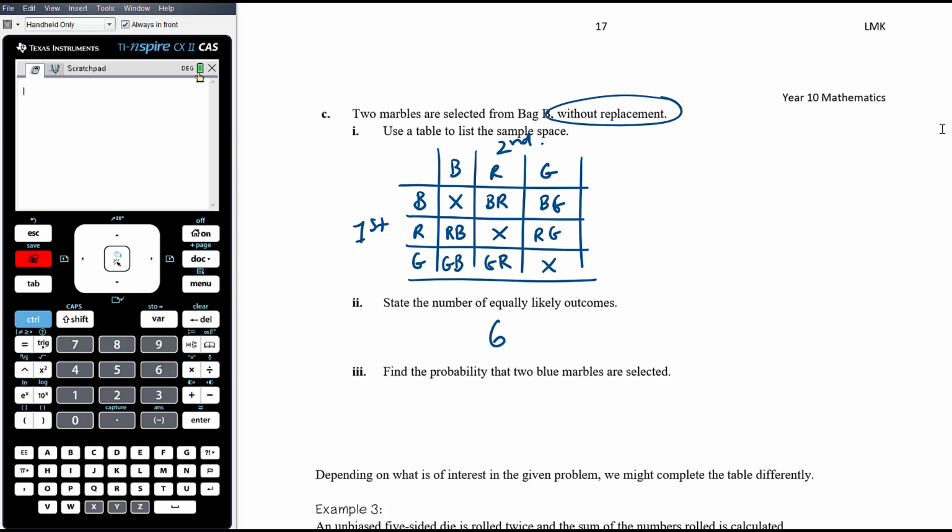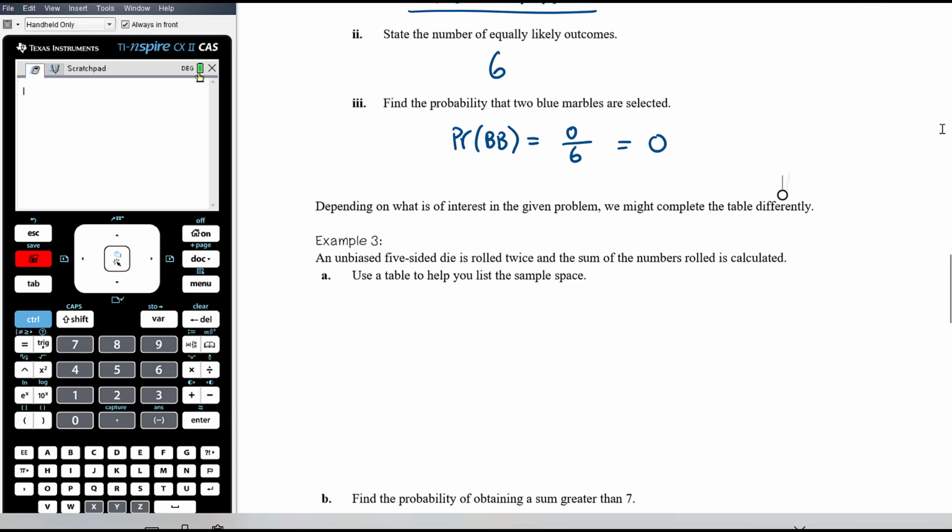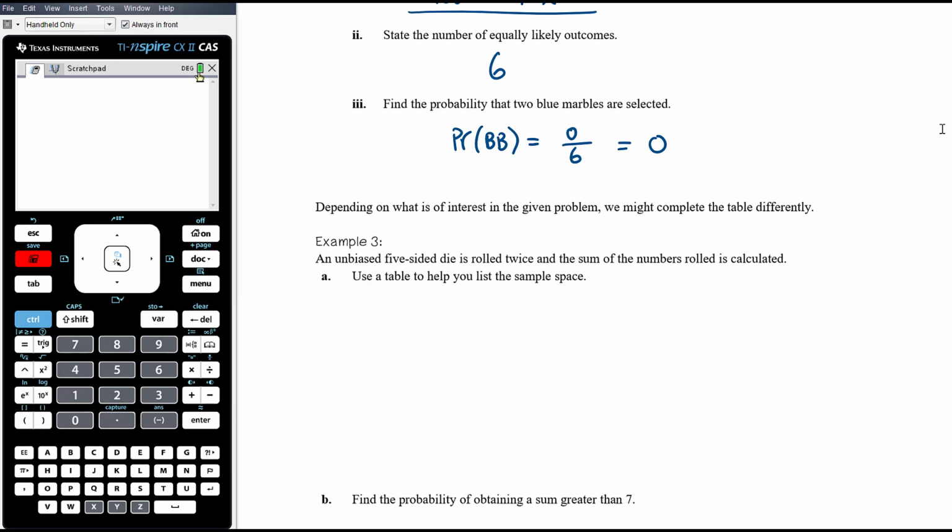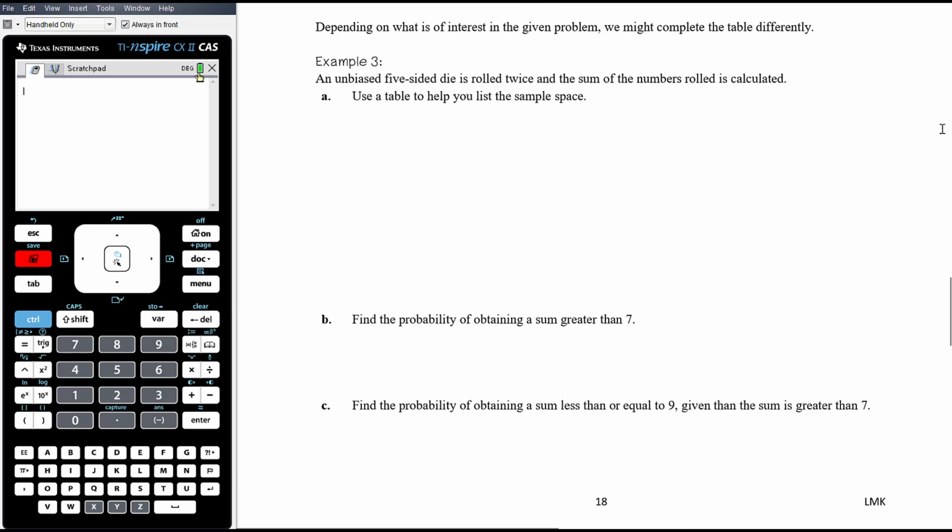Find the probability that 2 blue marbles are selected. Well, the probability of blue, blue is actually going to be 0 out of 6. So it's not possible to select 2 blue marbles with this model. So then, depending on what's actually of interest in the problem, we might complete the table differently. We might not just list the outcomes, we might then do something with them. So let's think about this one.